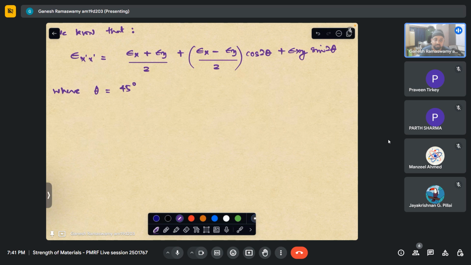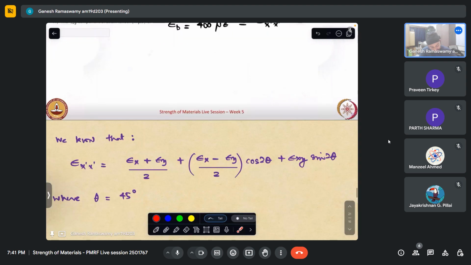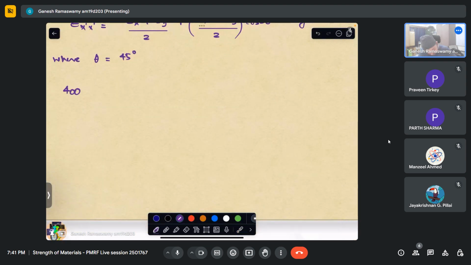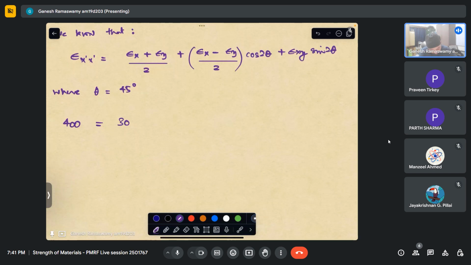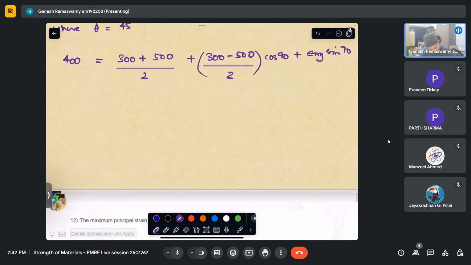So epsilon x prime, when we rotate it by 45 degrees, I will reach this direction, and that is what is given to be 400. So I just have to plug it there. So 400 microstrain is nothing but epsilon x, which is 300 plus 500 by 2, plus 300 minus 500 by 2, cos 90 plus epsilon xy sin 90. So this leaves me with 400 equal to 800 by 2, 400 plus 0 plus epsilon xy.